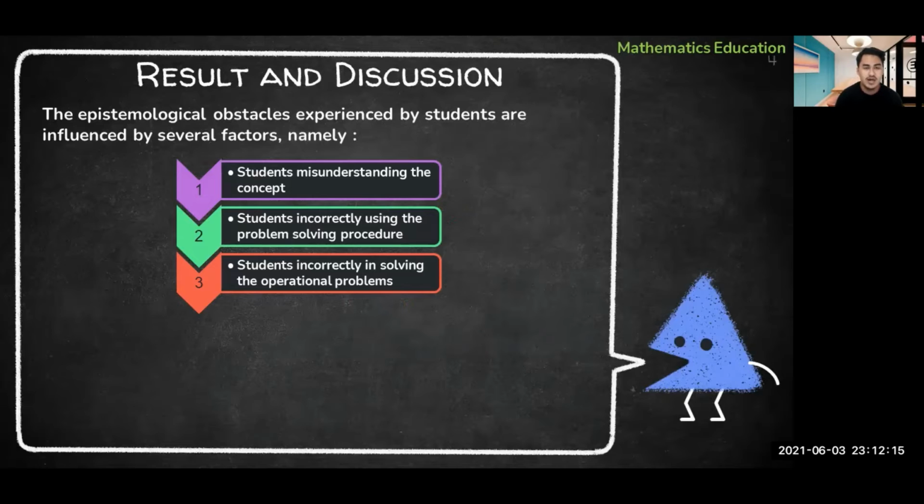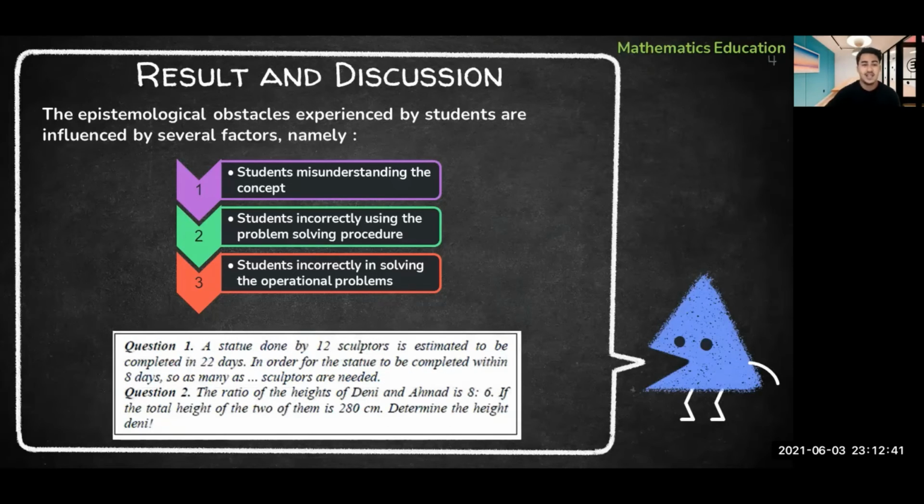obstacles experienced by students. The epistemological obstacles experienced by students are influenced by several factors. The first, students misunderstand the concept. The second, students incorrectly use the problem-solving procedure. And the third, students make mistakes in solving the operational problem. In this slide, we can see two questions that we use to test mathematical problem solving that we gave to the students.